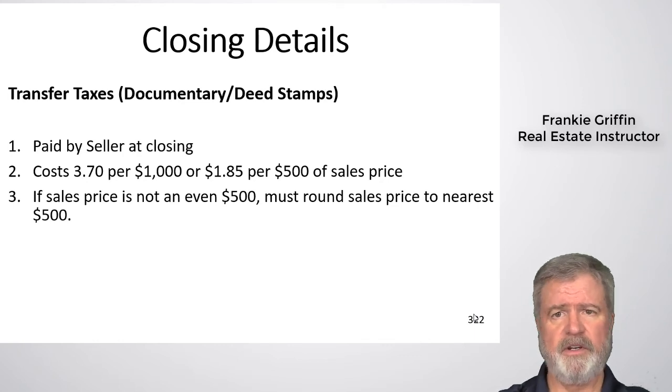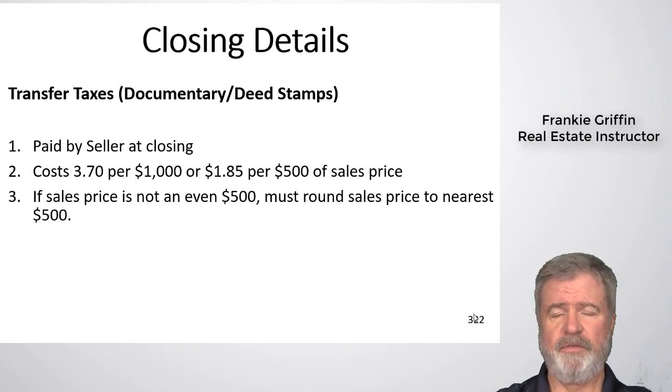Now, y'all, I'm going to give you an example. We're going to do a math question here, so you make sure you know how it works. But I'm telling you, y'all, this is a memory item. You must memorize $3.70 per thousand or $1.85 per 500.